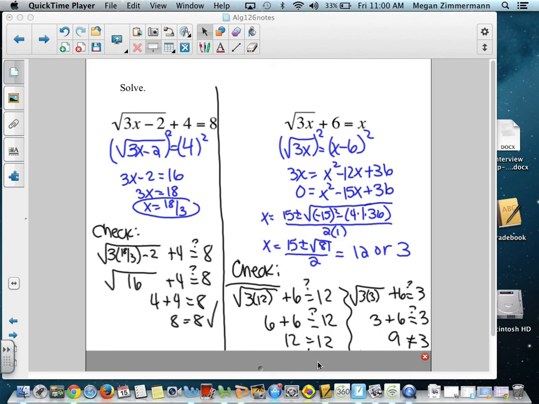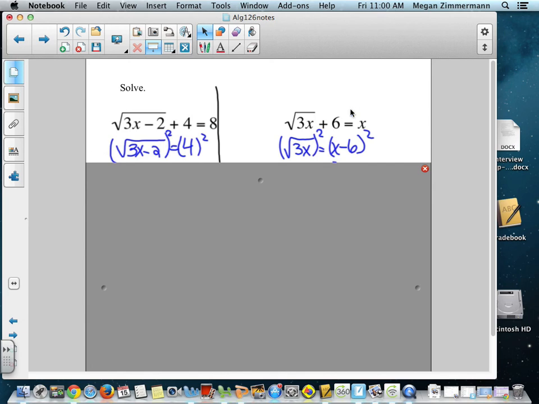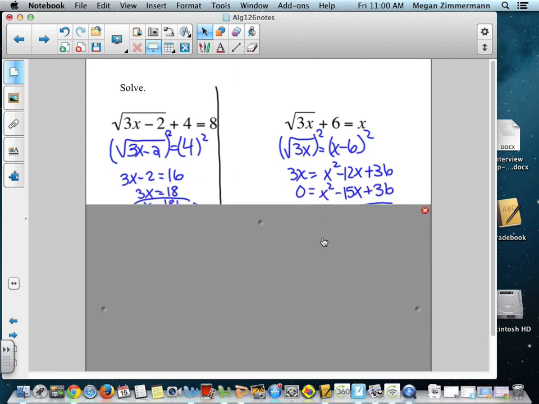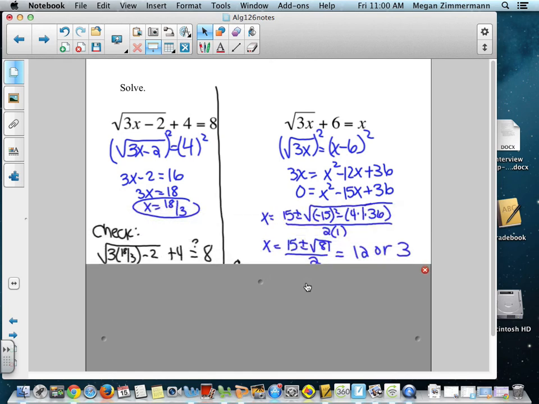If we look at this next one now, I subtracted 6 to isolate the square root and then squared both sides. So I ended up with 3x is equal to x squared minus 12x plus 36 because that's what x minus 6 squared multiplies out to. Then I set the equation equal to 0 so that I could use the quadratic formula to then get that my x value was 12 or 3.